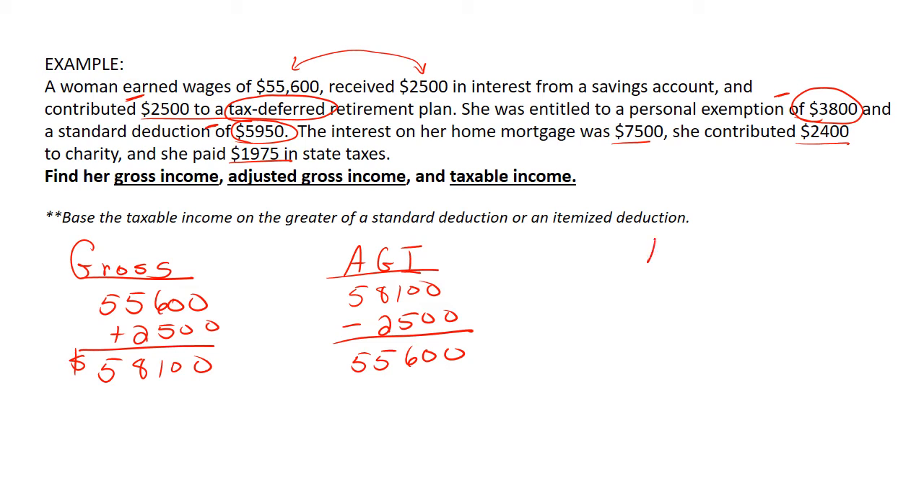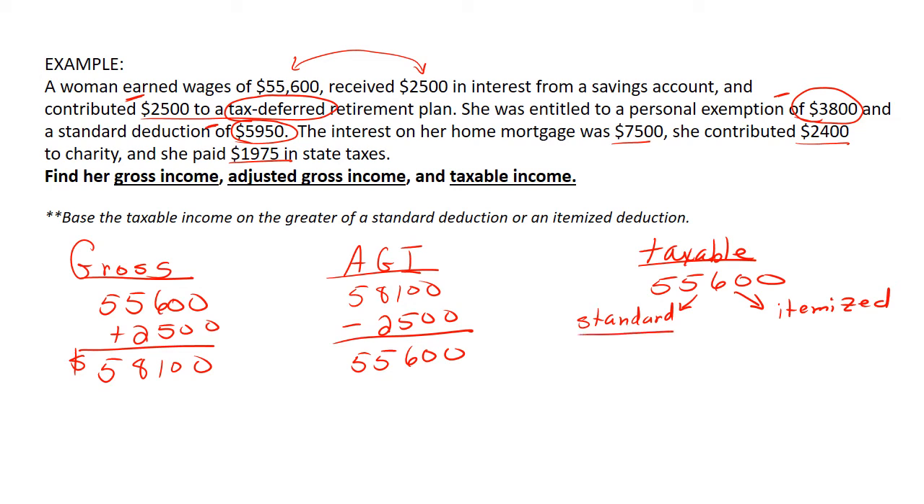Lastly, we want to find out her taxable income. We will take the AGI, $55,600, and we have two options. We can go the standard deduction, or we can go the itemized deduction. Most people will go with whichever option will have them with less taxable income. The less your taxable income is, the less taxes you have to pay. So let's examine it both ways.